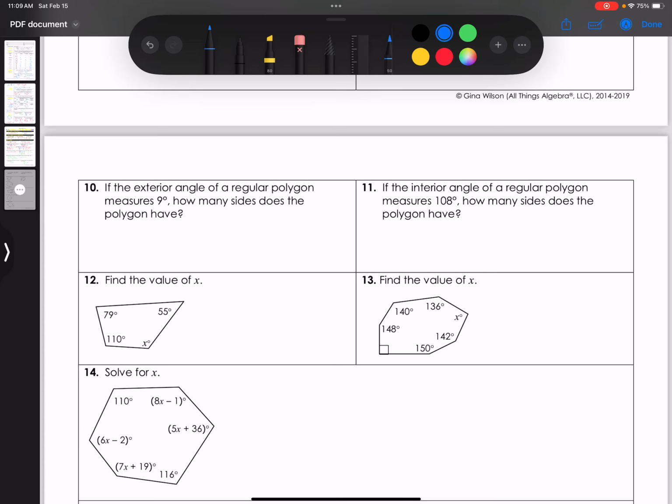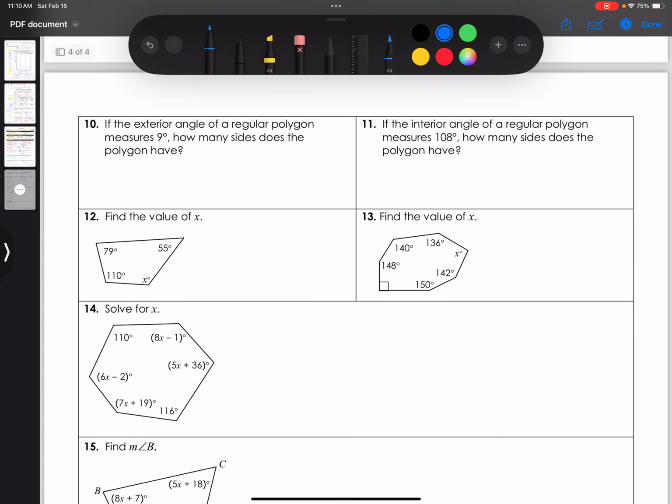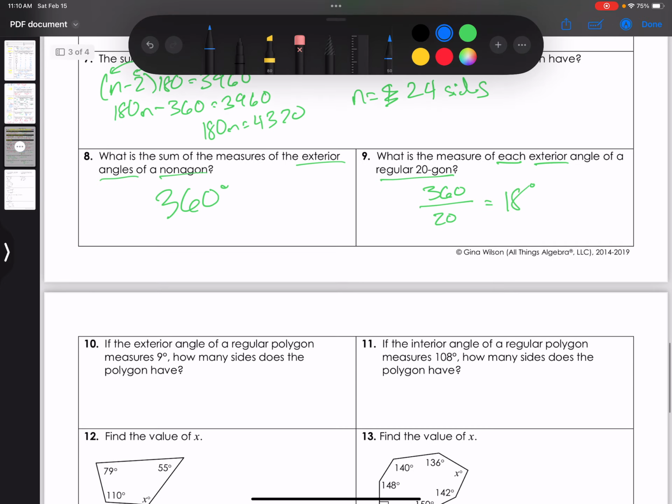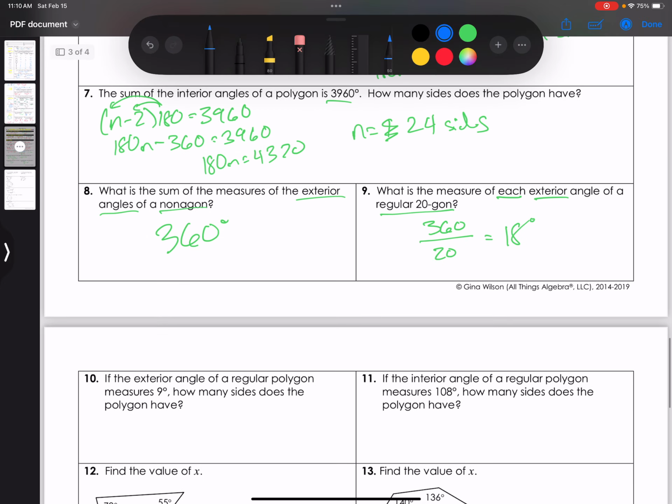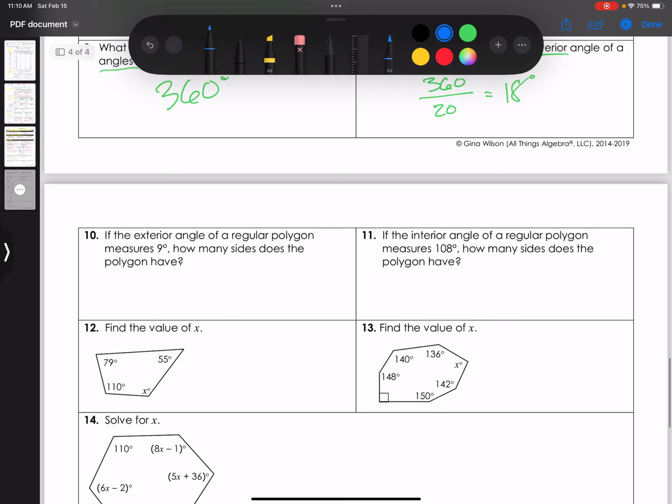All right, so now for our second page, okay? So number 10 says if the exterior angle of a regular polygon measures 9 degrees. Now we're working backwards from what we did in 8 and 9, okay? So those we were given the number of sides. This one I'm giving you the exterior angle. So remember we have a different formula for that. 360 divided by exterior angle is going to give us the number of sides, okay?